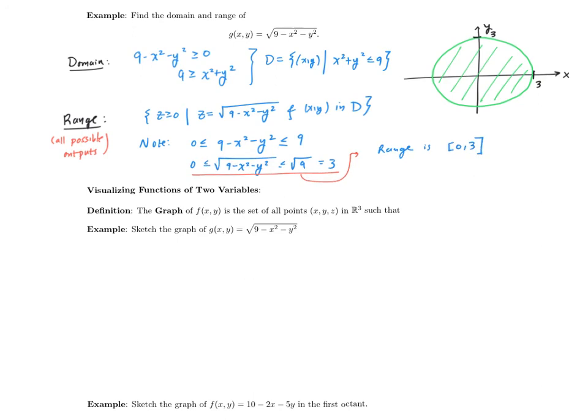In the next video, we will move on and discuss ways of visualizing the graph of such a function, and we will come back to this example of the function g, and we will view its graph from multiple perspectives. So stay tuned and take care.